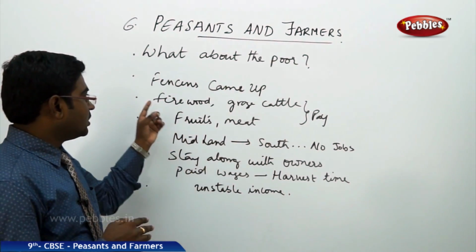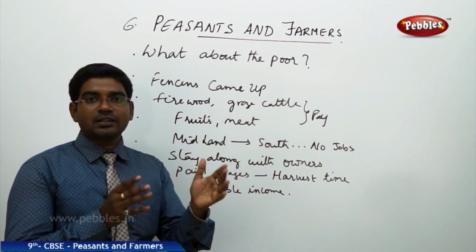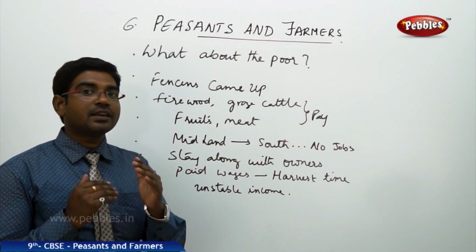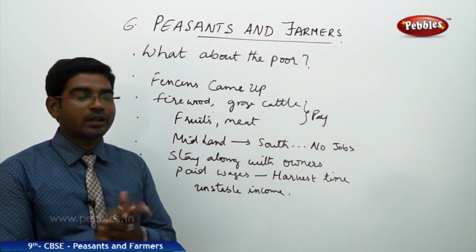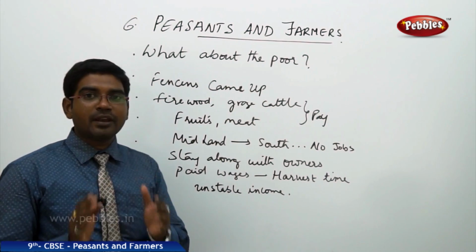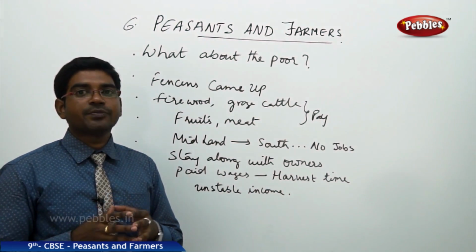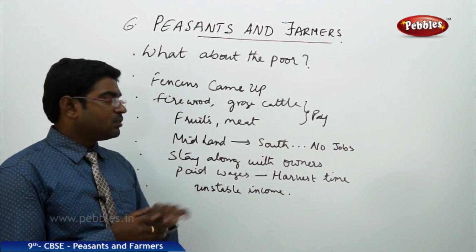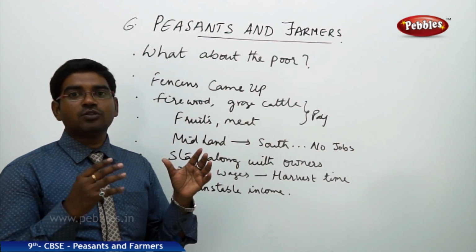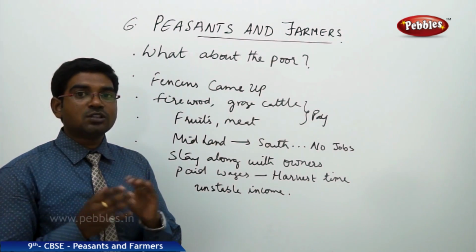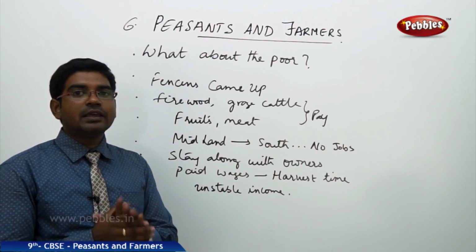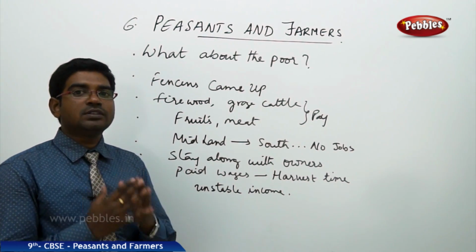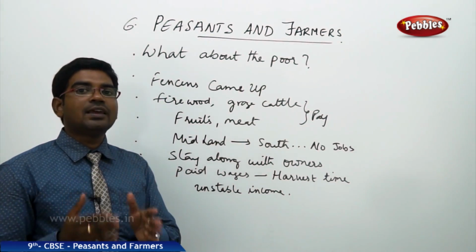Because the firewood which they used to collect earlier, now they could not collect. They could not graze their cattle as they used to, and they used to collect the berries and the apples, the fruits. They used to hunt the rabbits, the small animals, for meat. Now for all these things they need to pay some price, which the poor man cannot pay. Earlier they used to have everything freely, so they used to do these activities to sustain their living.